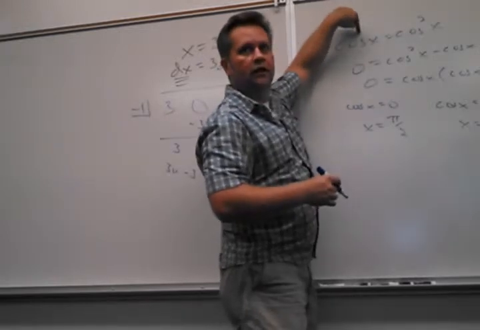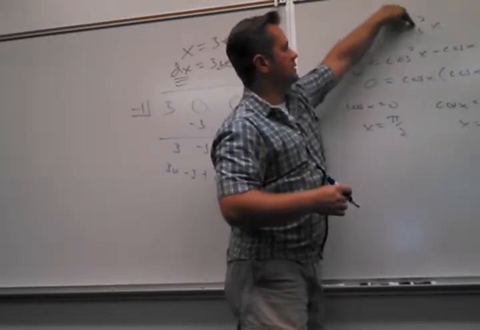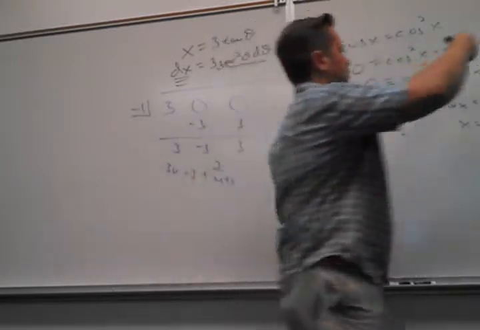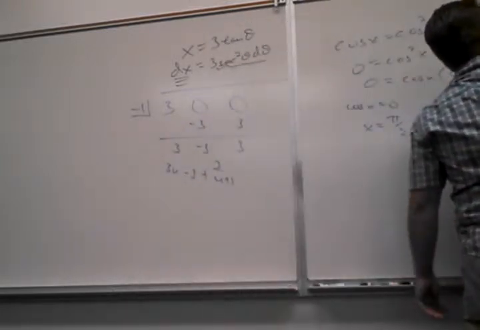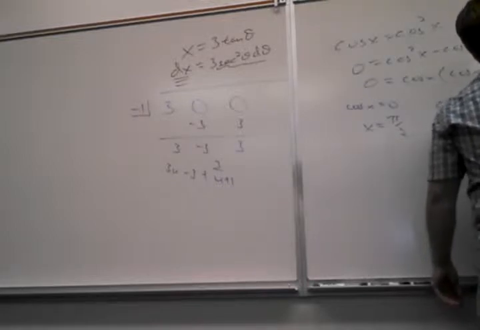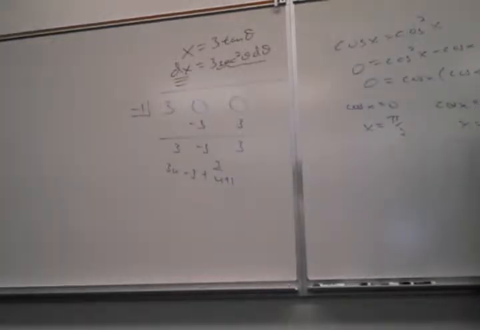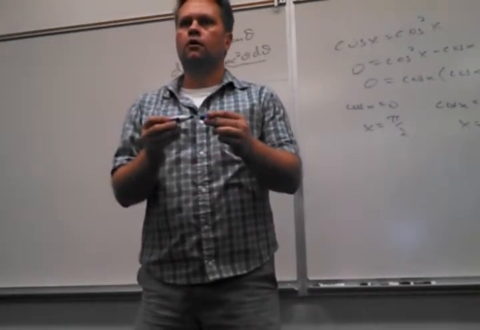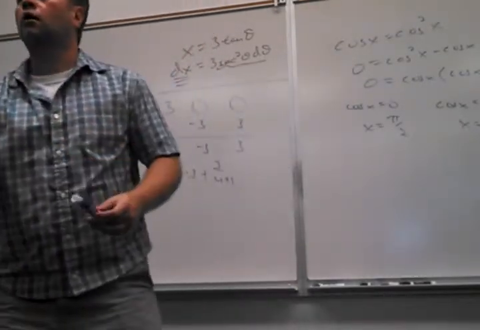Cosine x. So when I integrate, it's got to be this guy minus this guy. Because he's on top. So the integral from 0 to pi over 2. And now you just have to figure out how to integrate that. I didn't understand why the cosine x is going to be on top.